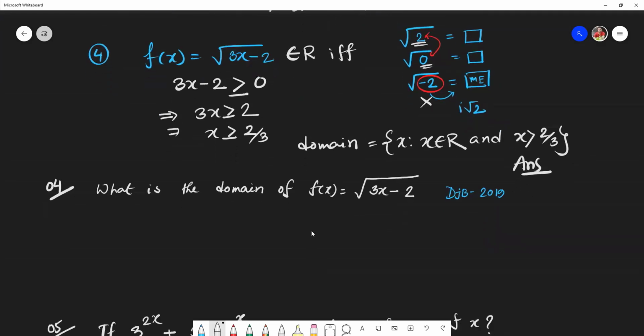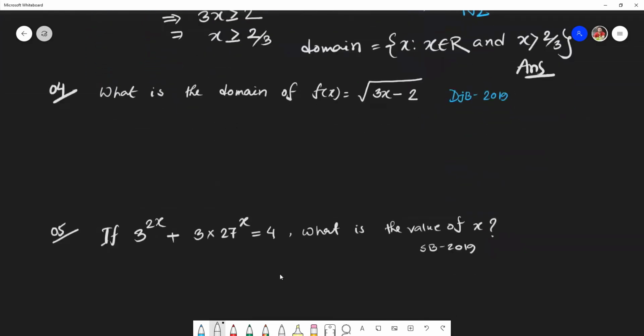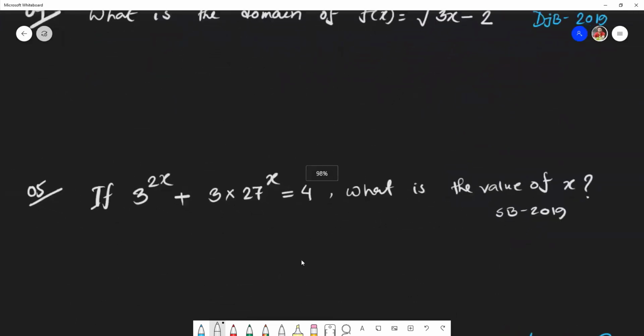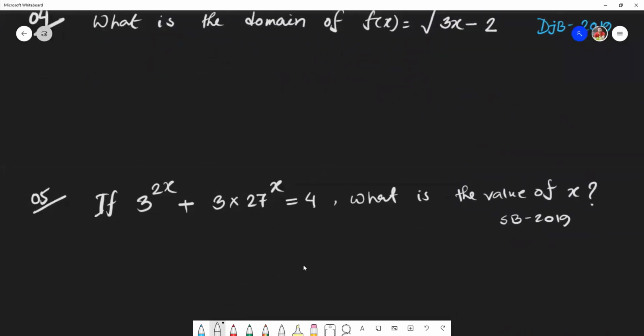Okay, let's see the next question. It's a very easy and simple question. Each and every one of you has to answer this question. This is a question from the Select Board 2019. Question number 5. I want maximum students on this question. It's a very easy and simple question.